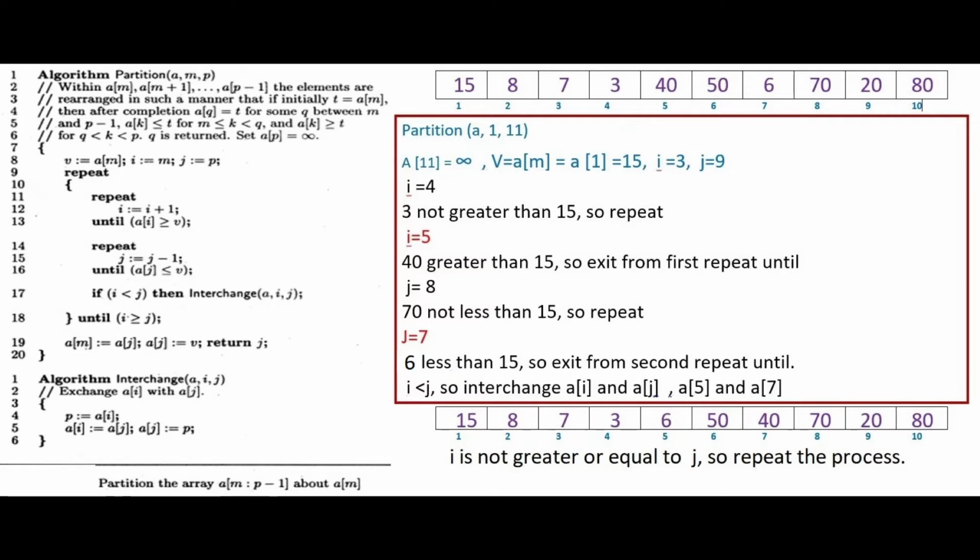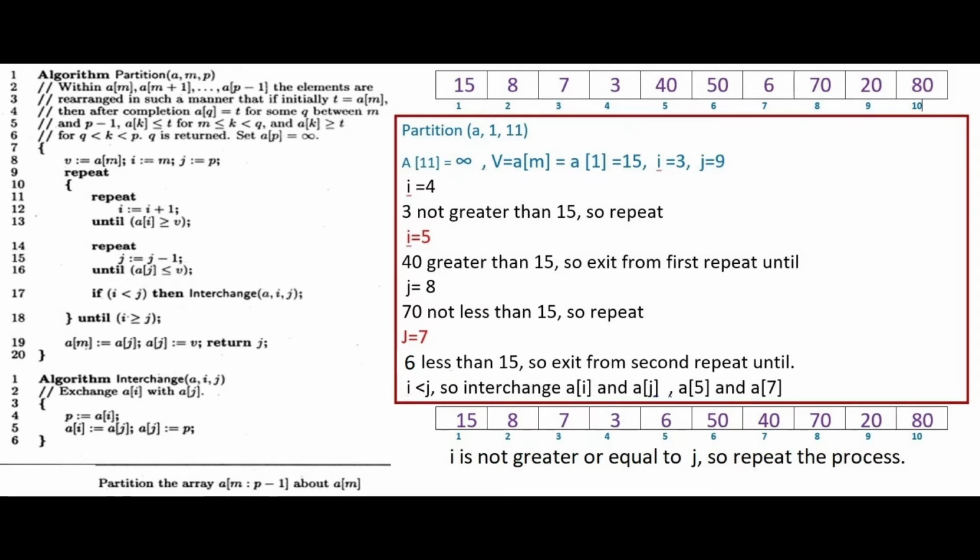A of 5 is 40. 40 greater than 15. So condition true. Exit from first repeat until. Now we select the largest element than the key element from left side. That is 40. We select 40, A of 5. Then second repeat until: j is equal to j minus 1. The current value of j is equal to 9. j is equal to j minus 1 is equal to 8.